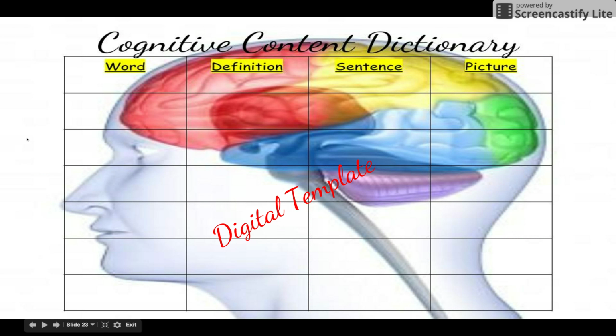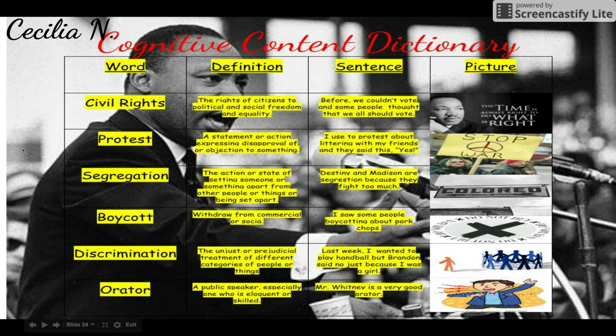Here is a cognitive content dictionary. This is just a basic digital template, and this is what one would look like after a student has worked on it. Here are the words that we were looking at. These are the definitions that they pulled from their Chromebook. And on this side, we have sentences, so they use it in a sentence, and then they capture a picture and put it in to go with the words. And we work on this together as a group.